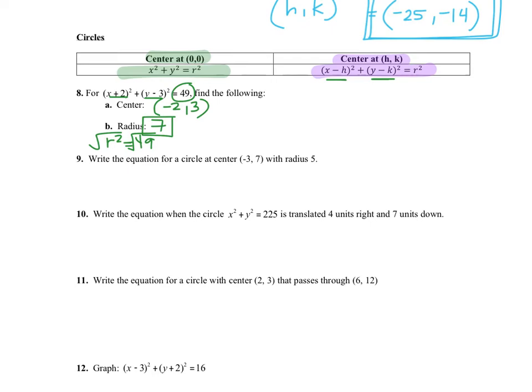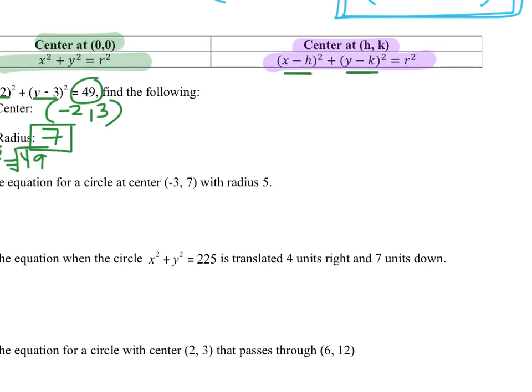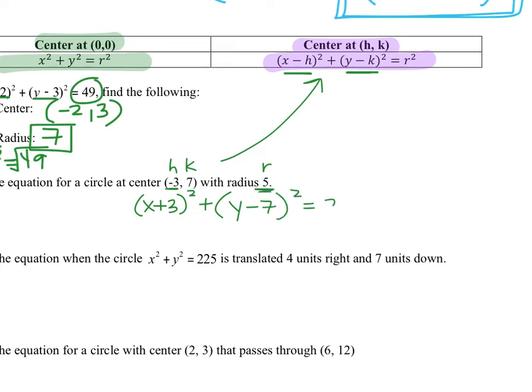Okay, so this one, write the equation for a circle with a center of (−3, 7). So this is your h and your k, and a radius of 5 is your r. We're going to take that information and plug it in here. So it's going to be x minus a negative 3, so that's (x + 3)² + (y − 7)², where 7 is your k value, equals your radius squared. So 5 squared, or 25. So that would be your equation.